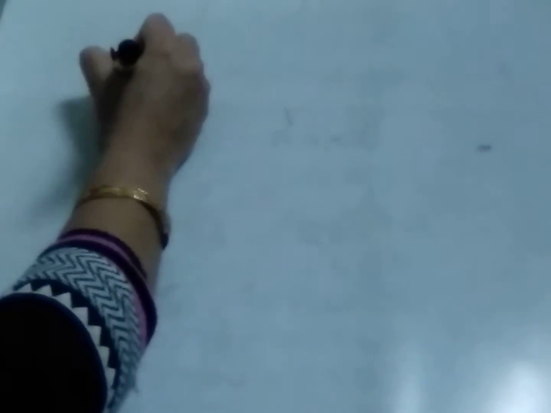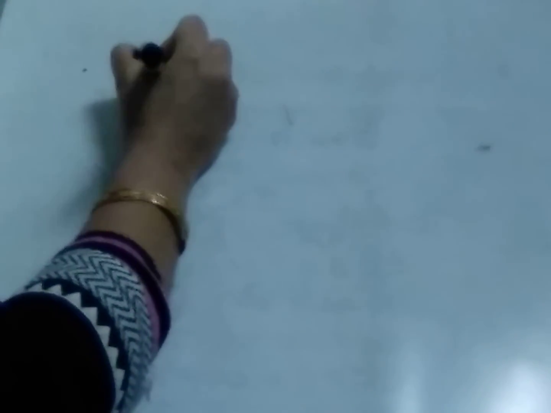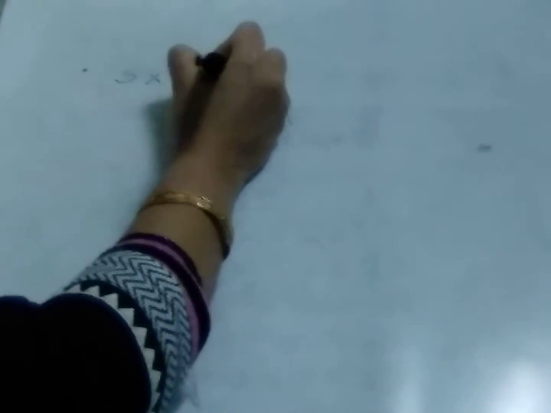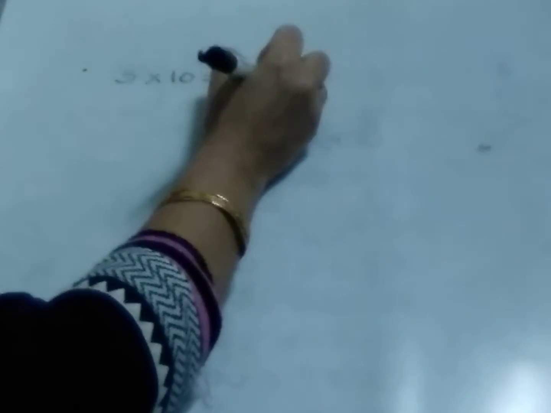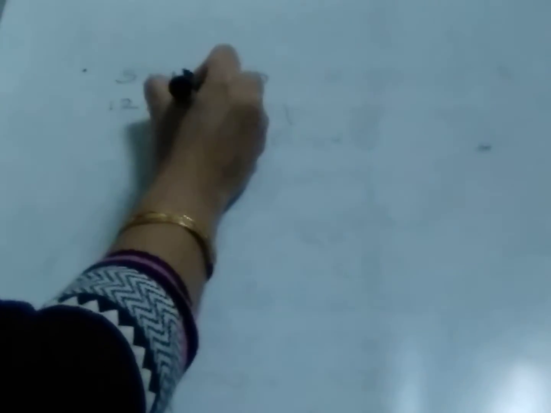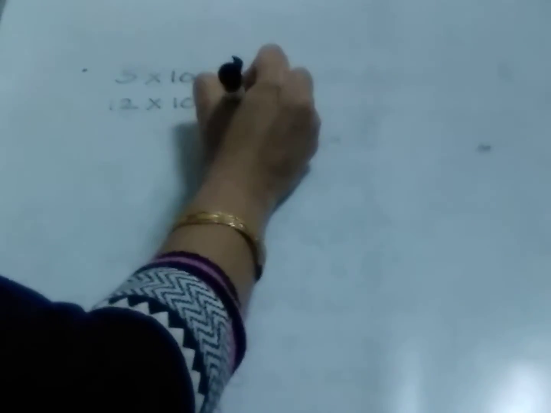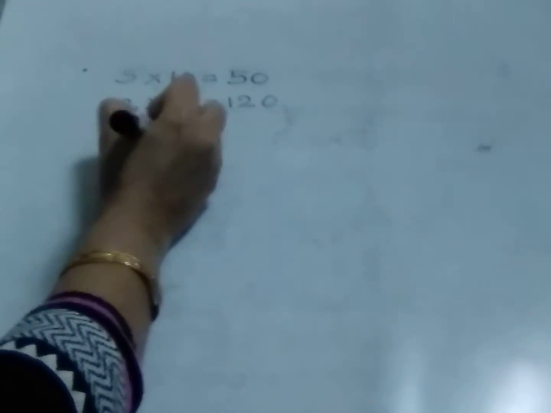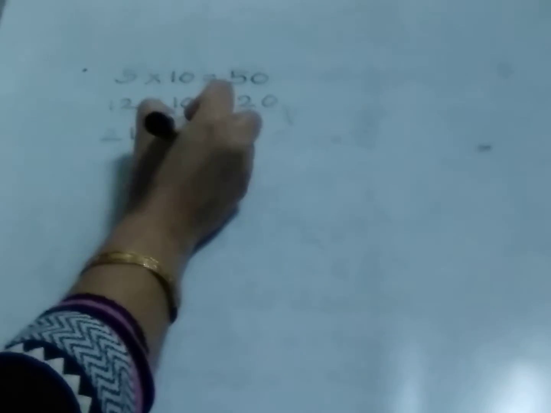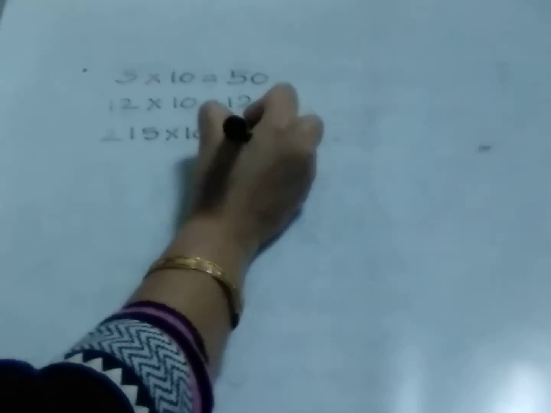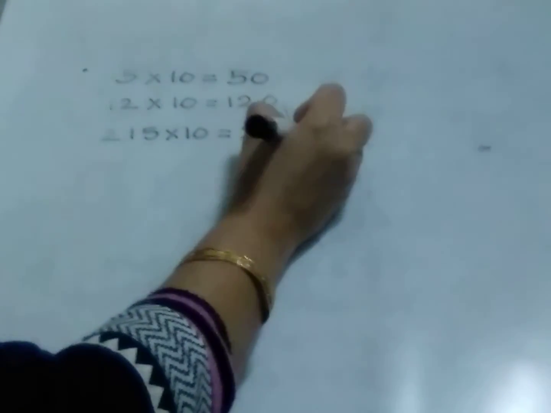Similarly, write the products of each of the following. 5 when multiplied by 10. The answer is 50. 12 multiplied by 10. Answer is 120. 215 multiplied by 10. Your answer will be 2150.